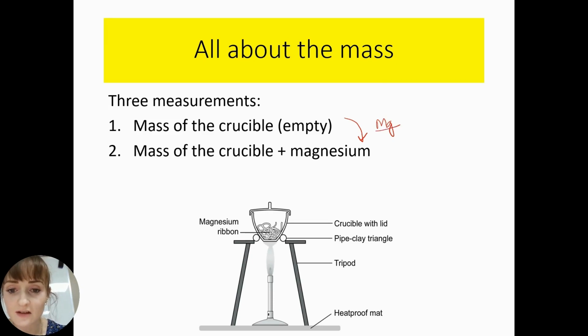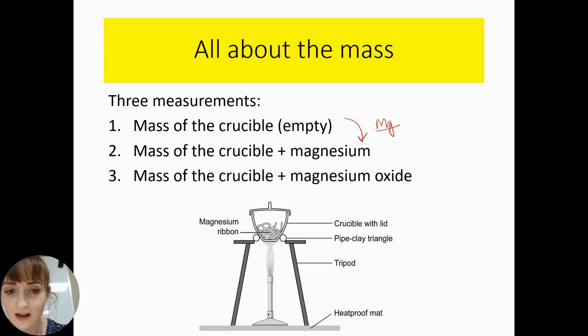Then you'll heat it. Once that silver magnesium ribbon has turned into a white powder, you know that it has turned into magnesium oxide, and then you'll take the new mass. The difference between these two values is now the oxygen.